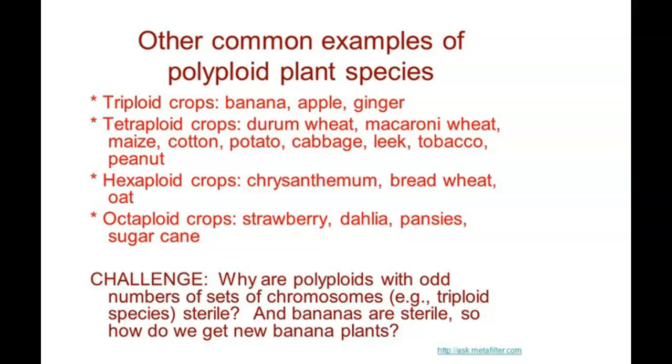Here are some common examples of polyploid plant species. Triploid crops: bananas, apples, ginger. Tetraploid, tetra, 4. Crops, that could be a different kind of wheat. Look at different kinds: maize, cotton, potato, cabbage, wheat, tobacco, peanuts. Hexaploid: chrysanthemums, bread wheat, oat. Octoploid: strawberries, dahlia, pepper flower, pansy, sugar cane. Polyploids with odd number of sets of chromosomes are sterile. So bananas are sterile, and they purposely make them triploid so that they get a larger size.